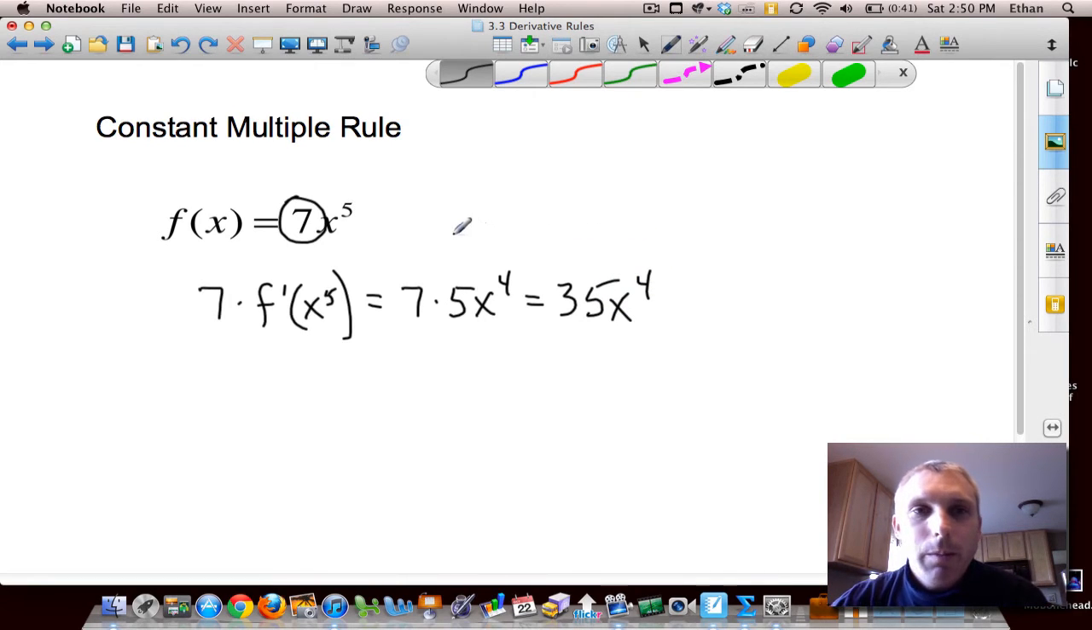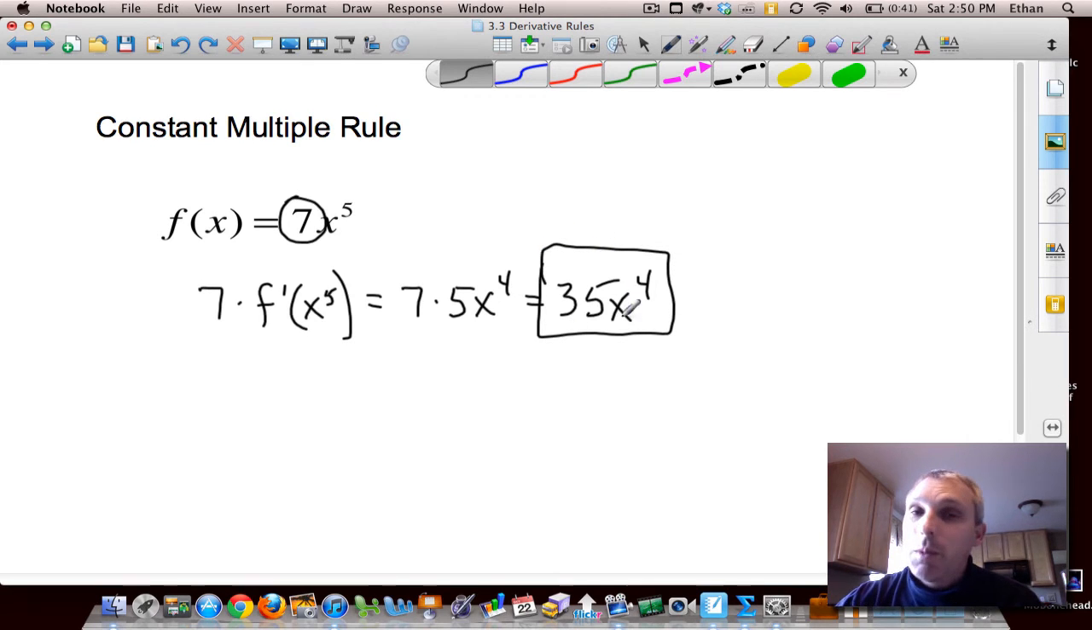Here's what I do when I'm thinking my way through these. I just leave the constant there. I bring the 5 down using the power rule and multiply in my head. 7 and 5 is 35. Reduce the power by 1, and you got yourself your derivative. Now keep in mind that this derivative is giving us the slopes of the original function at any point x.